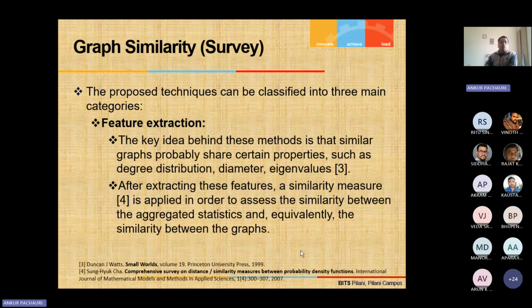The second technique was feature extraction. This was suggested by two researchers.